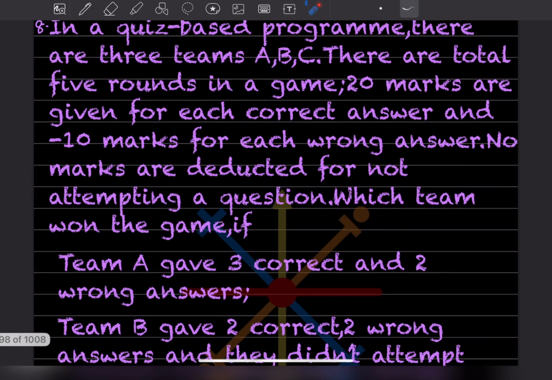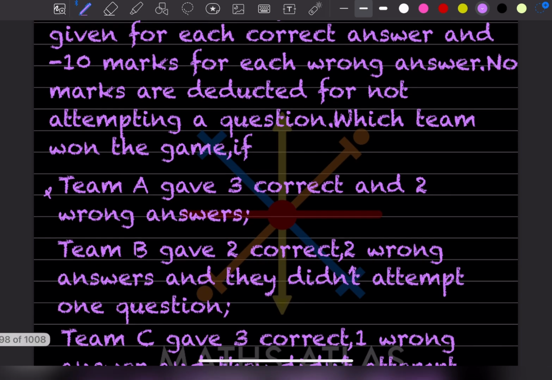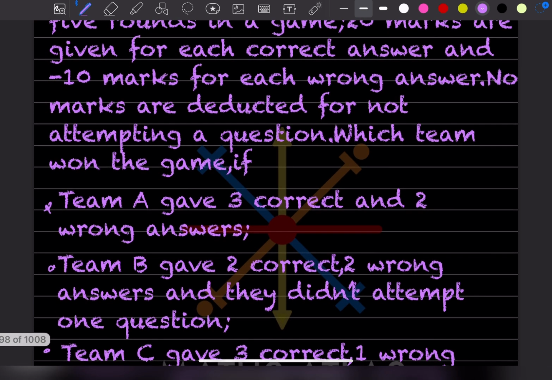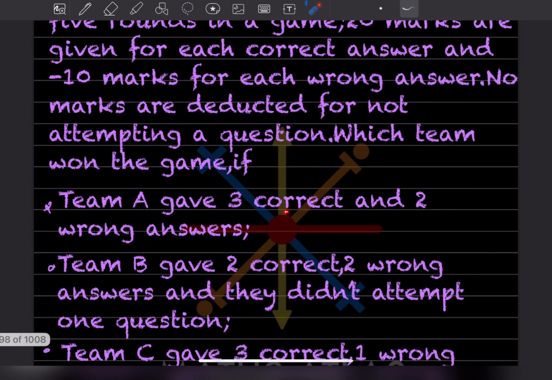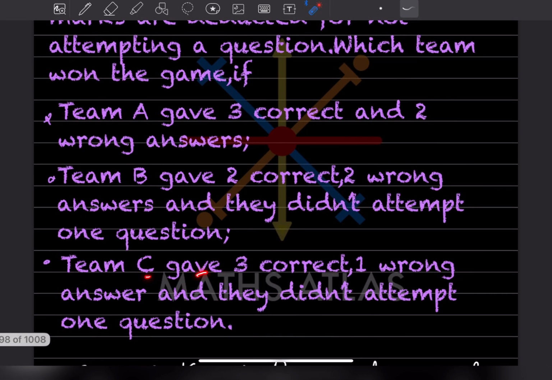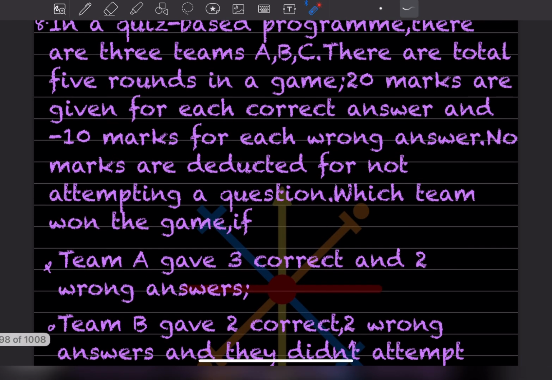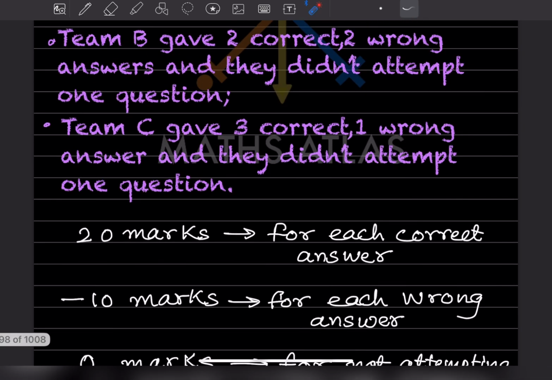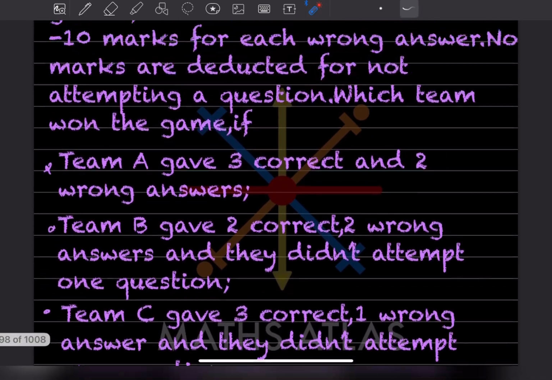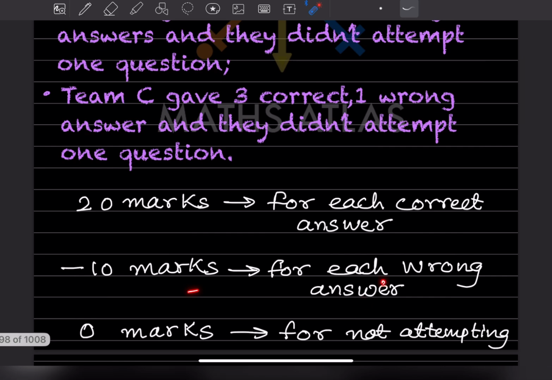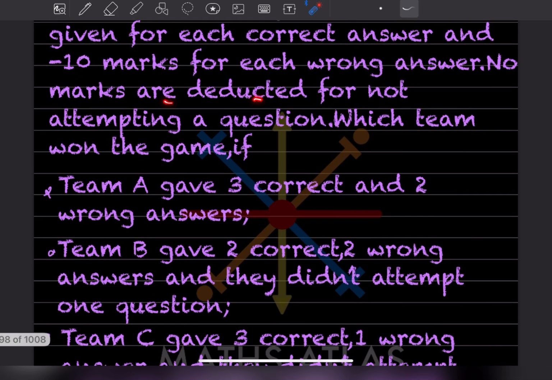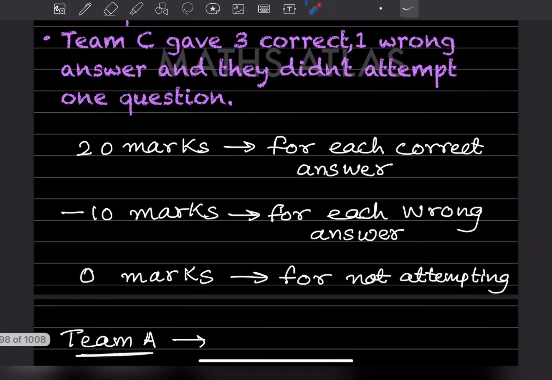If your first part here, Team A gave 3 correct and 2 wrong answers. Team B gave 2 correct and 2 wrong. So you can just read this question. So what will you do? Now we'll write the same thing. 20 marks are given for each correct answer. Then they said minus 10 marks for each wrong answer. And no marks are deducted, meaning 0 marks for not attempting.